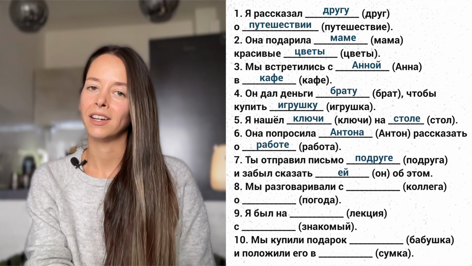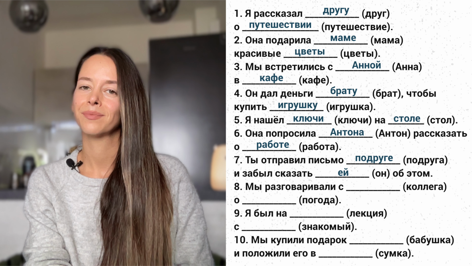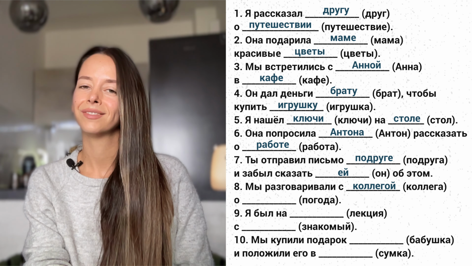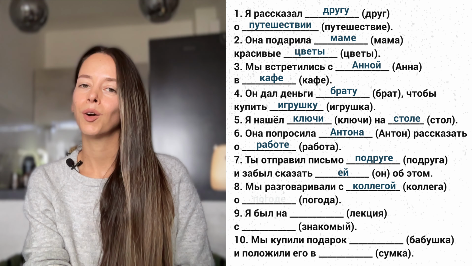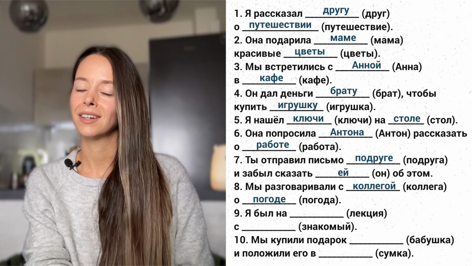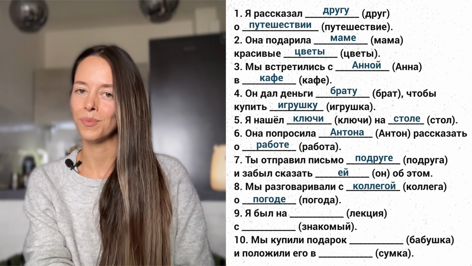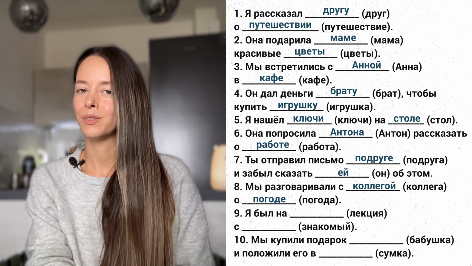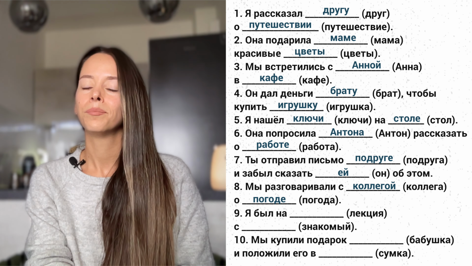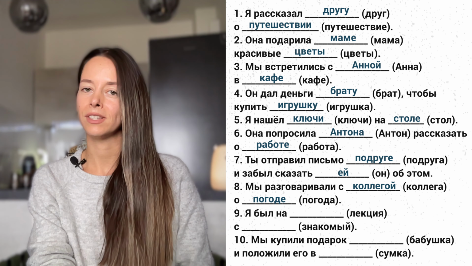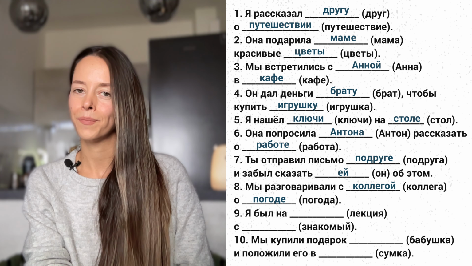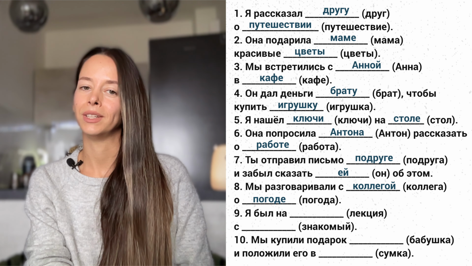Мы разговаривали с коллегой о погоде. Коллега here is in the instrumental case because we use it after the preposition с to express accompaniment. О погоде. Погода here is in the prepositional case because it follows the preposition о. About. О погоде.